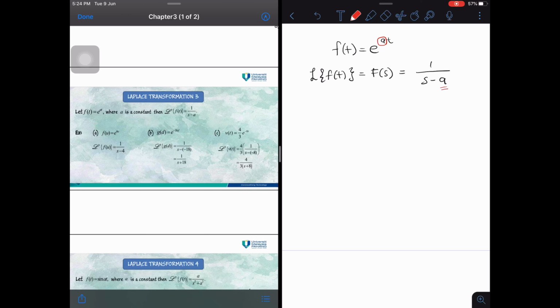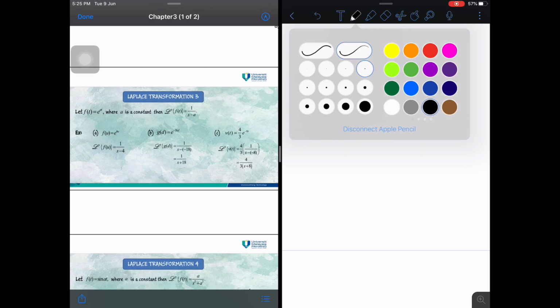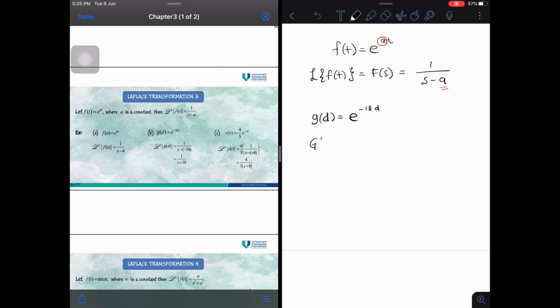Let's see one example. Let's say we have a function g(d) equal to e to the power of negative 18d. Don't worry, because this is a function of g in terms of d, that's why you have d here. If you have a function f in terms of t, then inside your equation will be t. When you have a function g in terms of d, therefore inside your equation is the variable d. Now we want to find the Laplace transformation for the function g(d), so we want to find G(s).